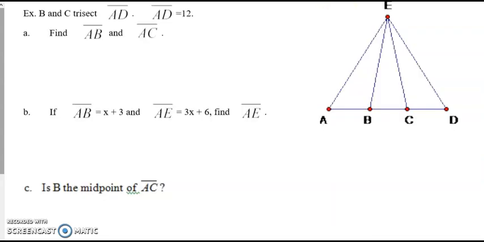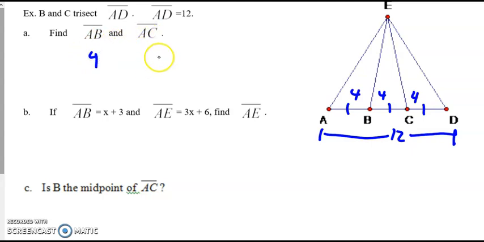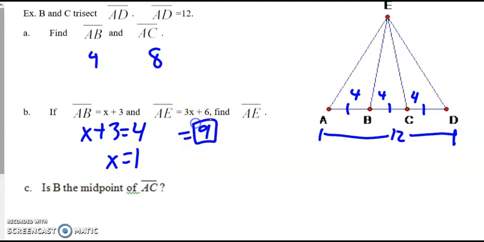Alright, so let's tackle this last one. B and C trisect AD. Very careful. This is a segment, not an angle. So these are three congruent segments. AD is 12, and hopefully again you see, since it's trisected, each of these would then be equal to 4. So AB would be 4, AC would be 8. Okay. If AB equals x plus 3, so in other words, that would also be equal to 4. X would then be 1. So then I can find AE by simply plugging in 1 and getting that to be 9 for segment AE.